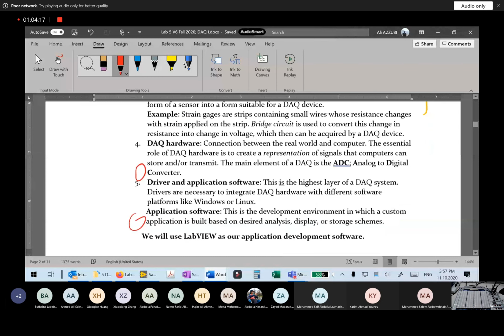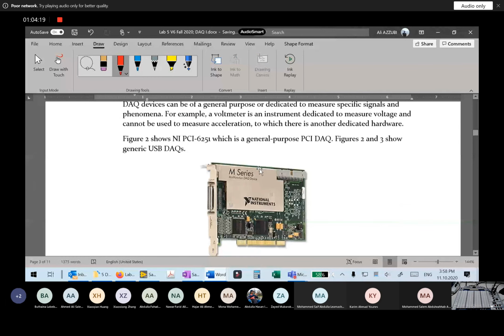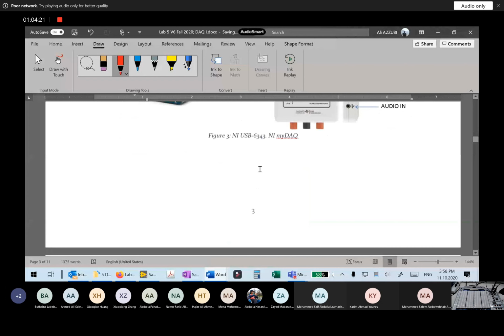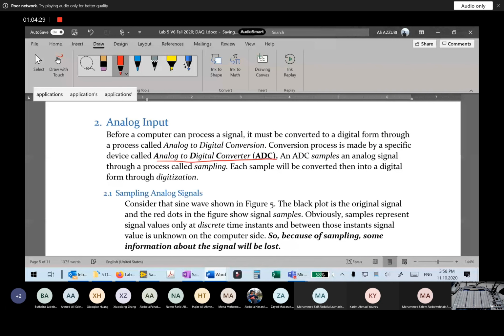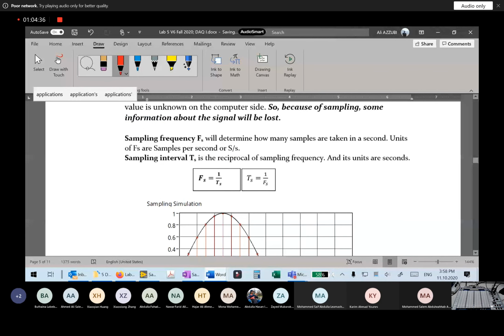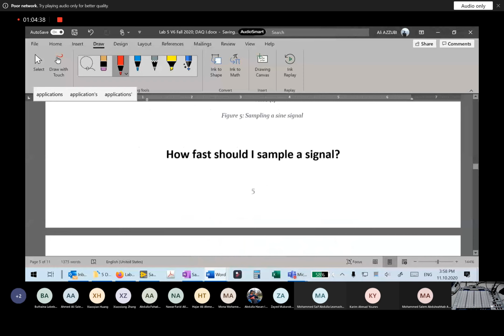Okay. All right. The DAC hardware, we will come back to this. Now let's go to the exercise. We already explained this, the analog to digital converter. I will come back and explain all of this through the exercise.